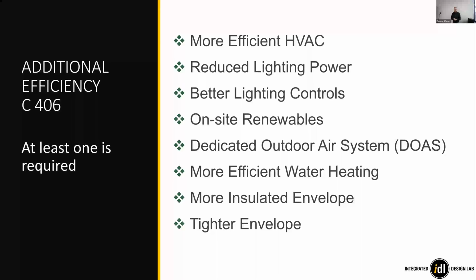All right, so for 406. This is Idaho code right now. You have to choose at least one. So they give you 7 different options, but to pass minimum energy efficiency code, you not only have to comply with everything that came before, you also have to choose one thing that would be above code to meet code. You have to go beyond in one particular area. So that could be more efficient HVAC, better lights, adding renewables, using a DOAS, having better water heating or a better envelope.